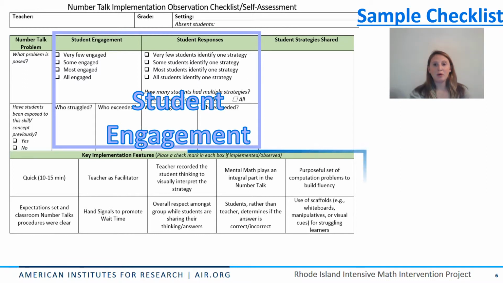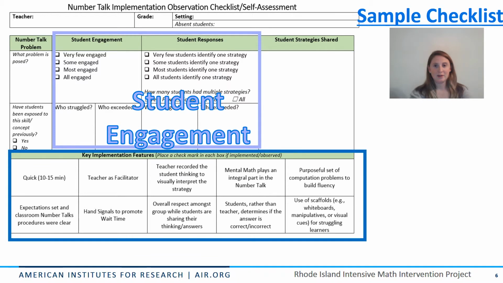The next component is adherence. How well did the teacher stick to the plan for implementing the number talk? Did they implement the number talks, including all of the key features? Or is there room for improvement and further support from colleagues? This is a great opportunity for educators to have discussions amongst each other. How were you able to facilitate the students? How did you record the students' thinking? And so on.